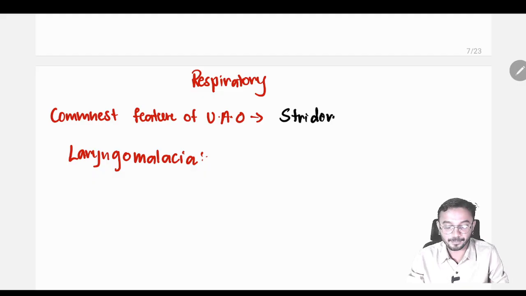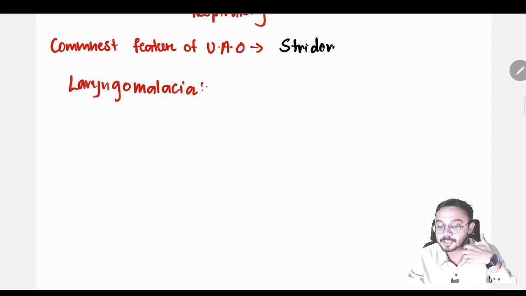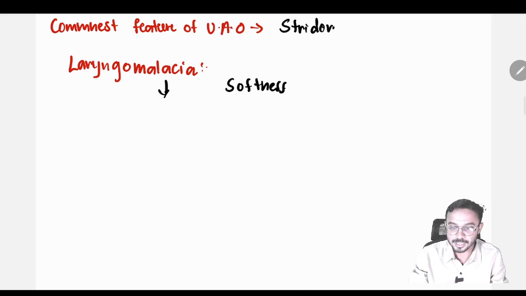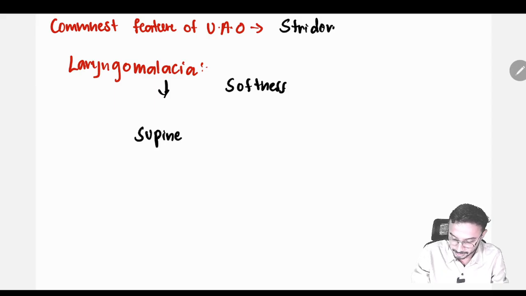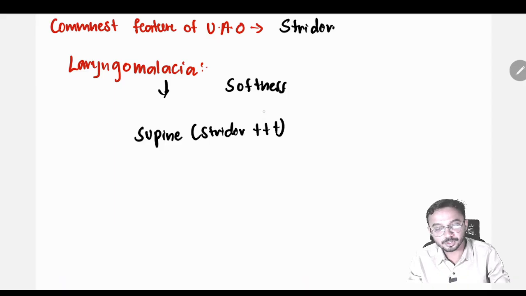So I will teach you the upper airway obstructive disorders, that is laryngomalacia. Laryngo is something known as larynx. Malacia is nothing but softness. Your larynx will become soft in this. So if you place the baby in the supine position, the stridor component will increase more. Okay, baby supine position, stridor is increasing, that is laryngomalacia.